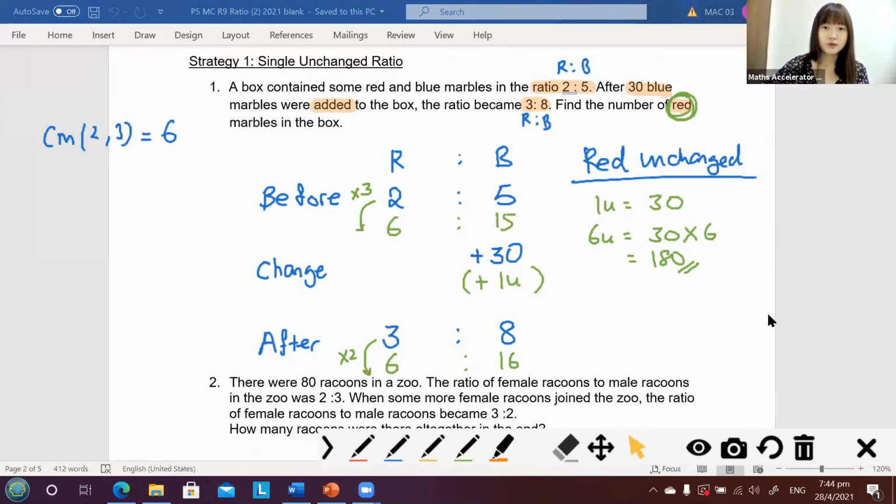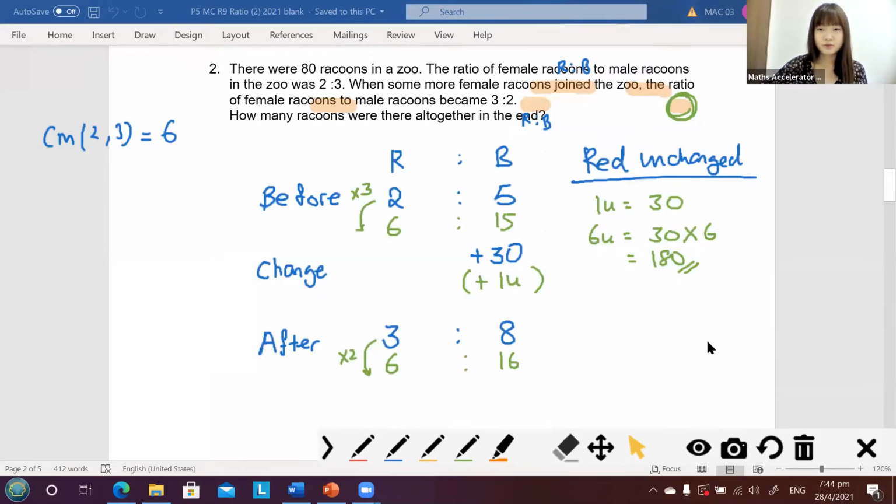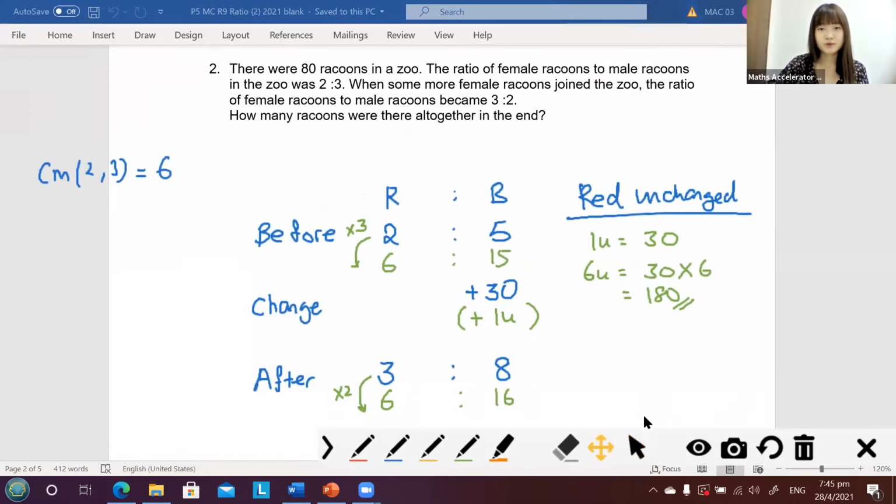Okay. Let's go to question 2. Any questions for question 1? If you're still lost, we do question 2, then you should be a lot clearer. Okay, a few more seconds. Those of you who are done, you can read the next question also while waiting.